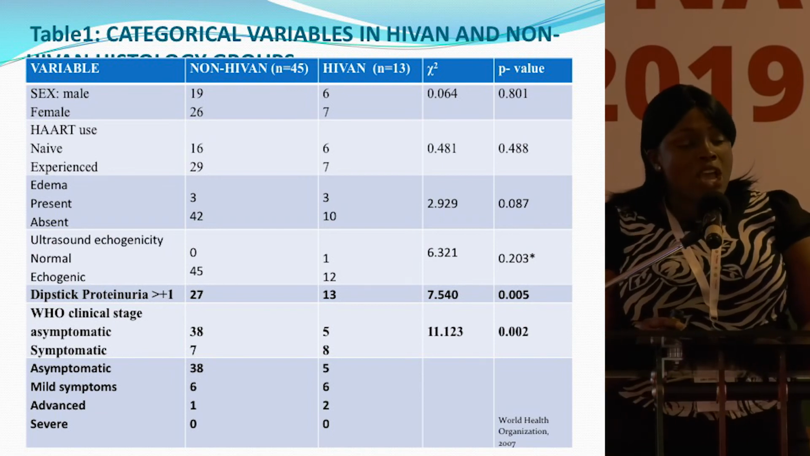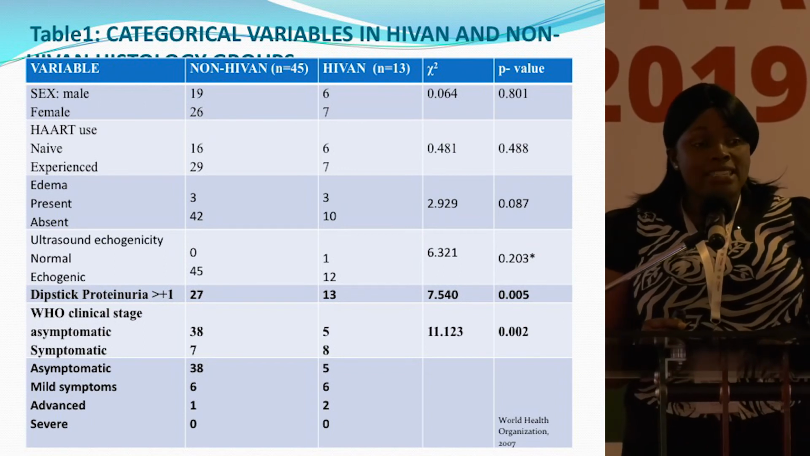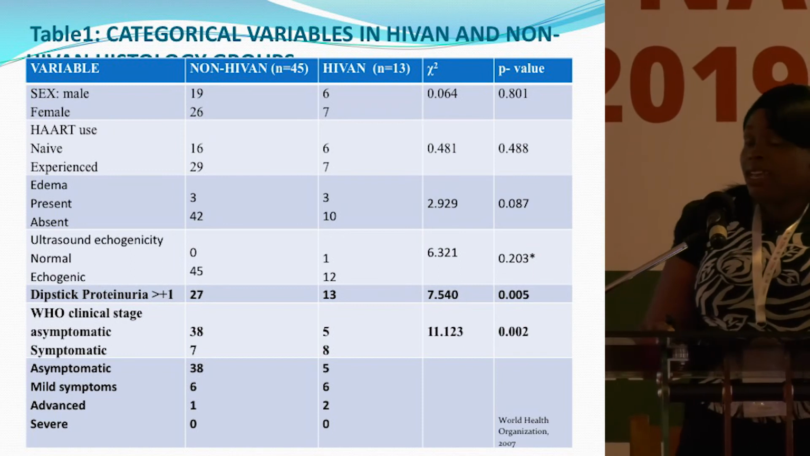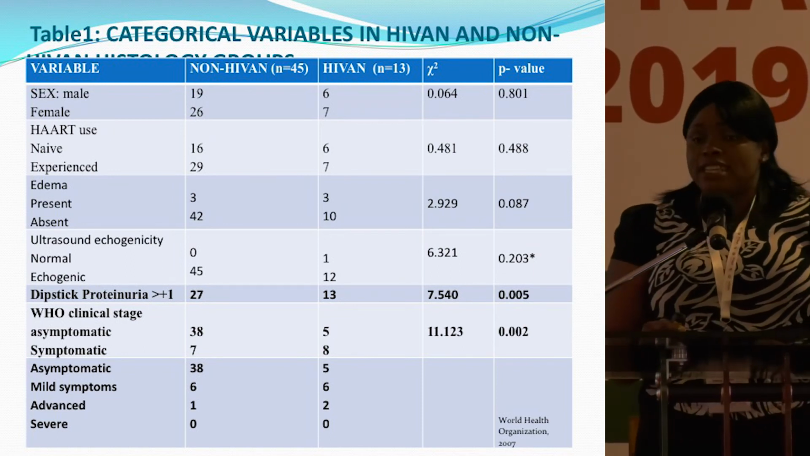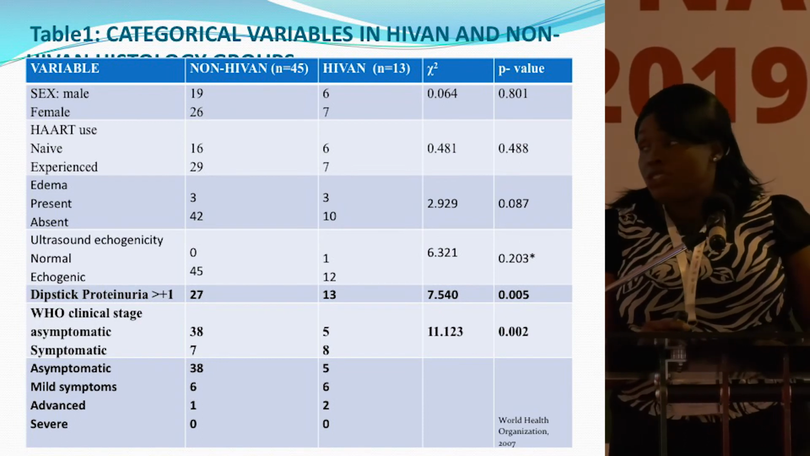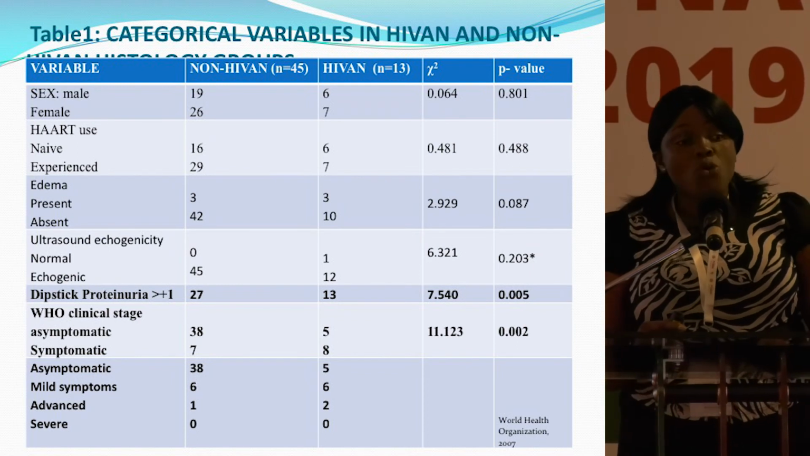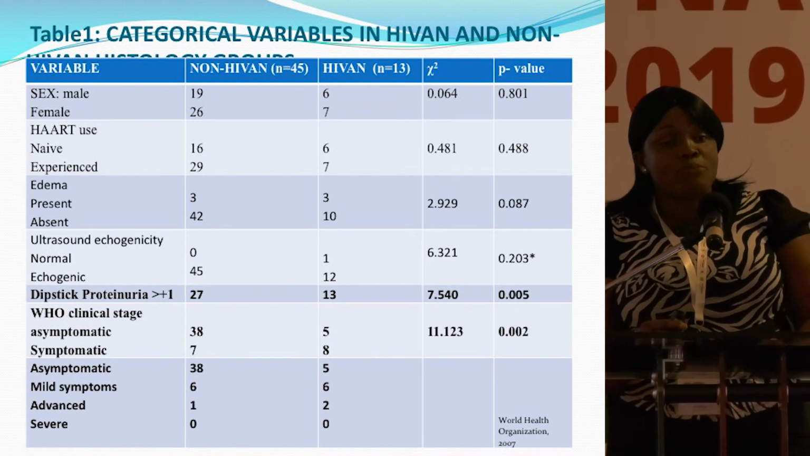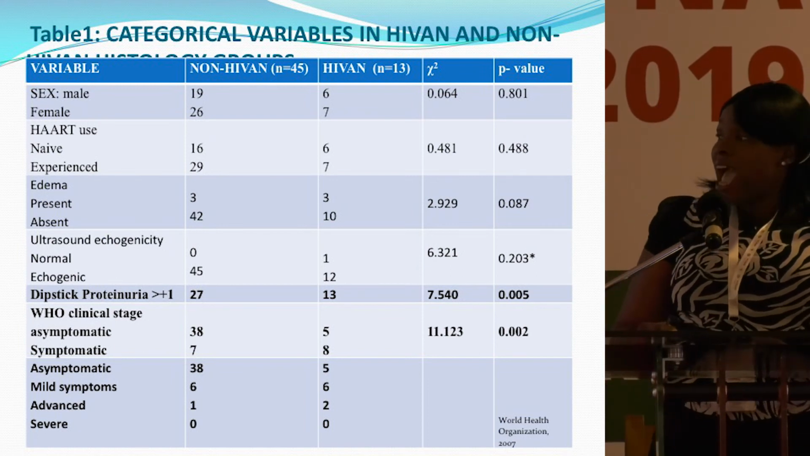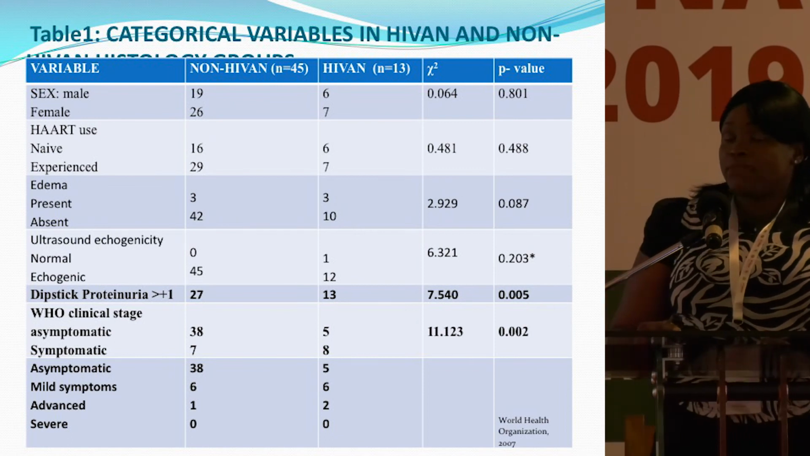Then we also noted that it's expected that patients who have HIVAN will have normal sized or enlarged echogenic kidneys. But we found that one of the patients that actually had HIVAN had a normal size and not echogenic kidneys. And then when we look at significant proteinuria in this study, we used dipstick proteinuria. We found that all the patients who had HIVAN had significant proteinuria, but only 27 out of the 45 patients who had non-HIVAN lesions actually had significant proteinuria. And this was found to be statistically significant.